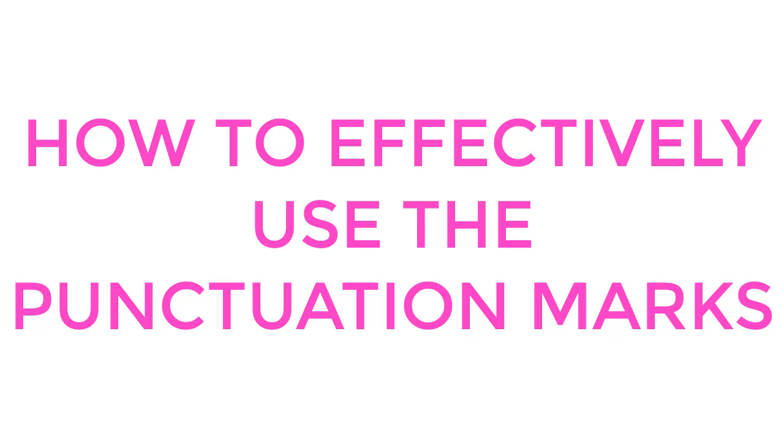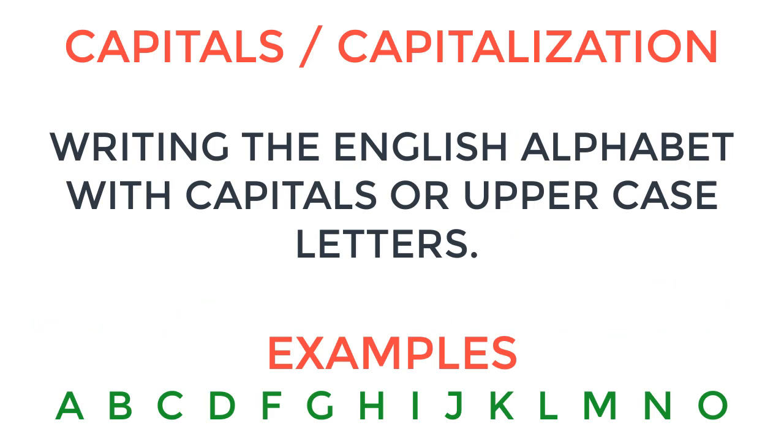Now that we know the 12 punctuation marks used in English language, let's learn how to effectively use them, starting with capitals or capitalization. Capitalization simply means writing the English alphabet with capital or uppercase letters. Here are a few examples. The following are all capital letters, and capitals are used for two main reasons.